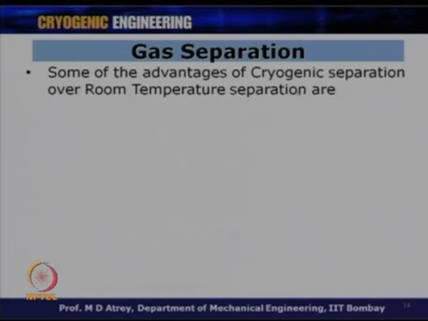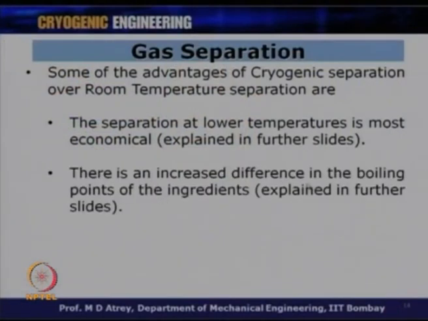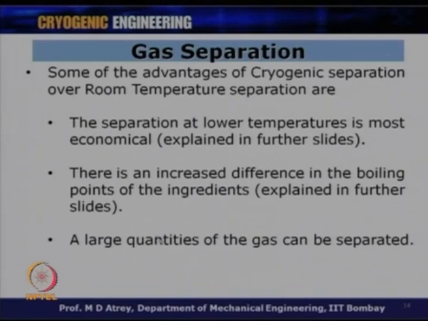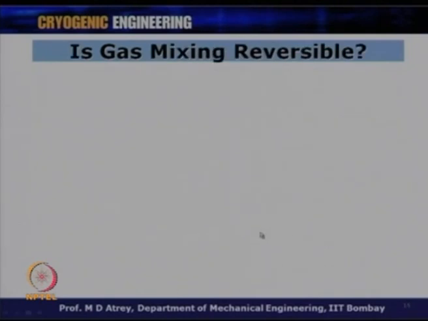Some of the advantages of cryogenic separation over room temperature separation are: the separation at lower temperature is most economical. We will find later that as the separation temperature decreases, the power input requirement, or the work of separation requirement, lessens. There is an increased difference in the boiling points of the ingredients, so the separation is effective because of the difference in volatilities. A large quantity of the gases can be separated in cryogenic distillation, and a high purity of the gas can be obtained. If we do the separation at lower temperature, we can get high purity of the gas. These are the certain advantages of cryogenic separation.